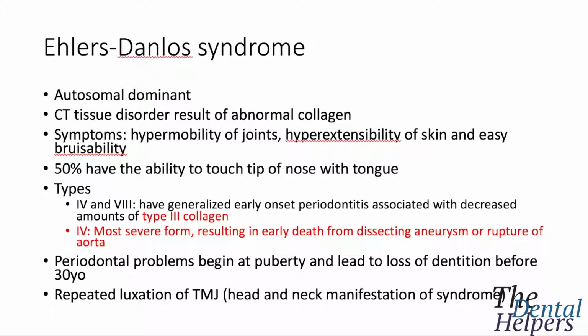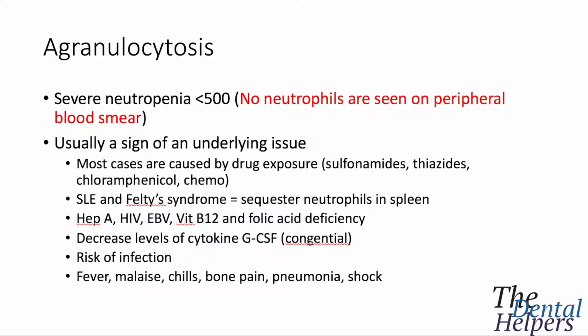So the types, you got 4 and 7, and these are generalized onset of periodontitis associated with decreased amounts of type 3 collagen. Type 4 is the one you don't want. This is like really severe. Basically, you're going to die young because of dissecting aneurysm or rupture of your aorta. For Ehlers-Danlos, most of these patients are going to have periodontal problems that are going to begin at puberty and lead to the loss of dentition before 30 years old. It sucks.